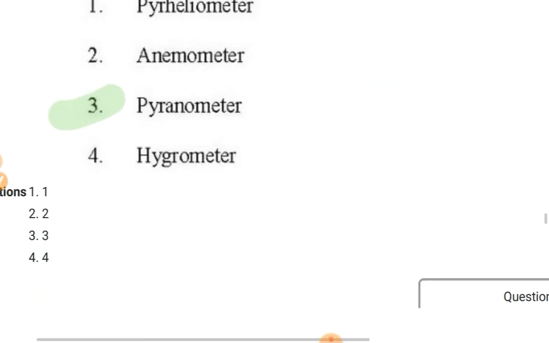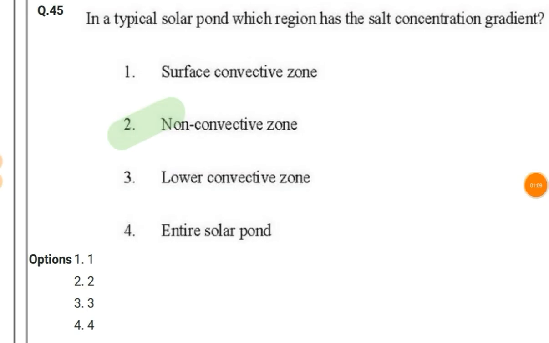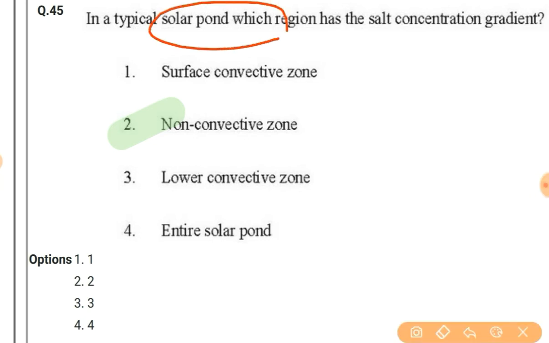Okay, next question. In a typical solar pond, which region has the salt concentration gradient? It is the non-convective zone. See, this typical solar pond is used to trap the energy of the sun and convert that sun energy into some electrical energy. But what happens when the sun rays fall on a water body? The heat will be lost by the pond itself with the help of convection.